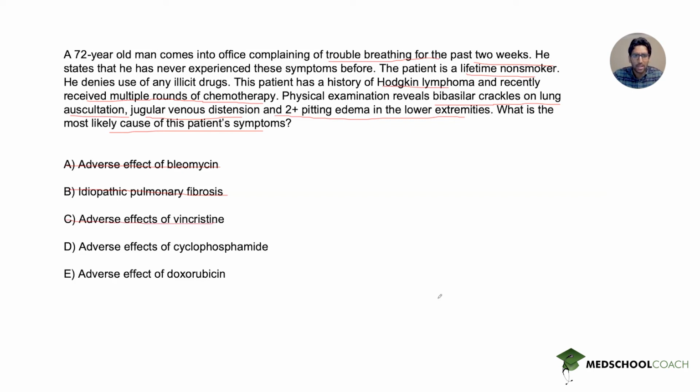Answer choice D is adverse effect of cyclophosphamide. So again, cyclophosphamide is used in the treatment of Hodgkin lymphoma, but once again, it's not really associated with the cardiotoxicity we see here. In comparison, cyclophosphamide is associated with myelosuppression, as are many of the anti-cancer drugs, as well as SIADH and hemorrhagic cystitis.